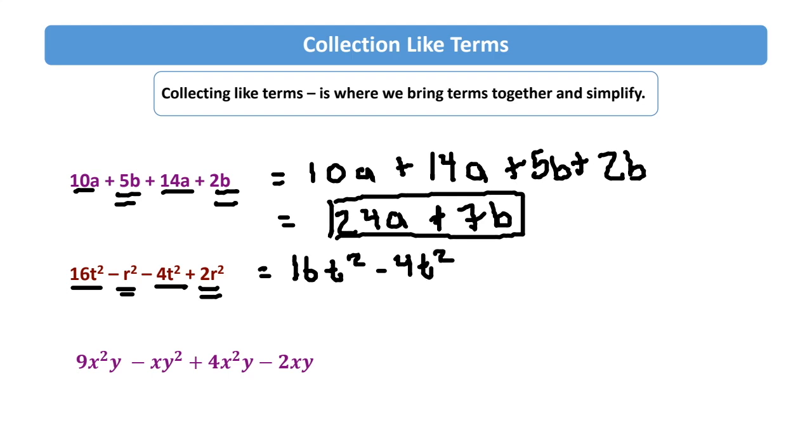And then I have my negative r squared plus 2r squared. If you notice here, I have a negative 4, so we have to be really careful not to do 16 plus 4 and get 20. You want to subtract 4. If you need to use your calculator for this, that's great. 16 take away 4, I'm going to get a 12t squared. Sorry, that should be a 12t squared. So 16 take away 4 is 12.